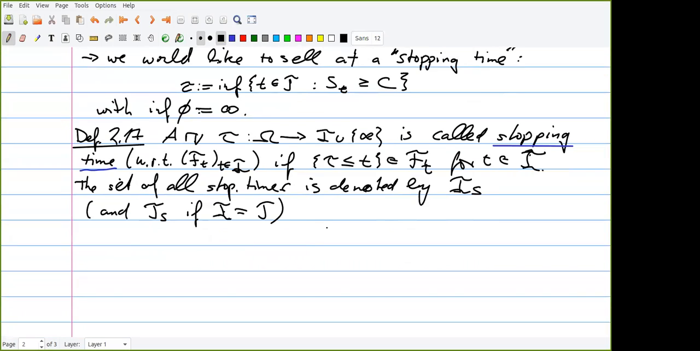Okay. So let us first characterize a bit the stopping times, and then let's consider some examples. And you can find also more examples on the next problem sheet. All right. Proposition 2.18.